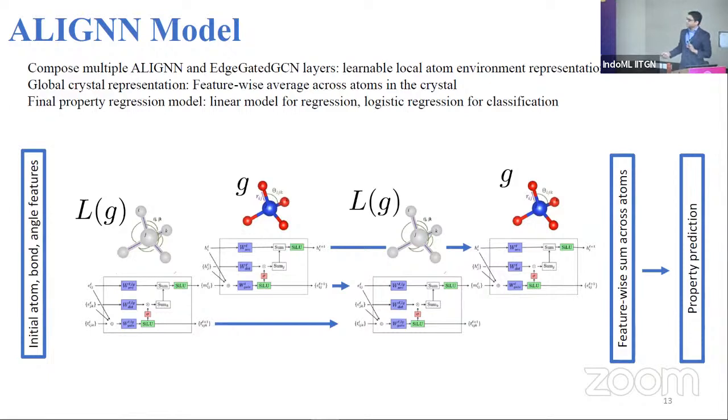The message from the bond angle graphs goes to the atomistic graph, and you do the nth layer, and then you do feature-wise sum or average pooling, and then you predict the property of the material. So that's the entire architecture of ALIGNN. So I'll show you how to apply this model now.